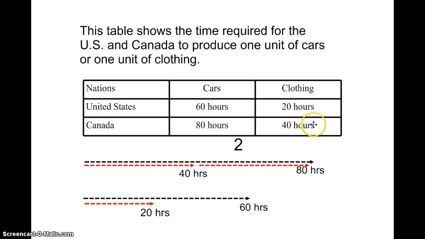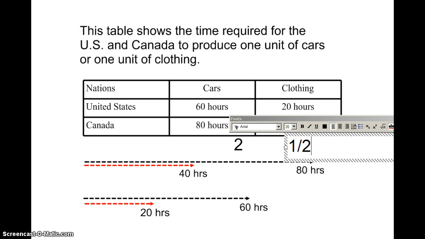What if Canada chooses to make clothing? Well, it only takes them 40 hours. How many cars would they have gotten done? They would only be to here. They would have only gotten halfway through making a car. So Canada's opportunity cost there would be 1/2.